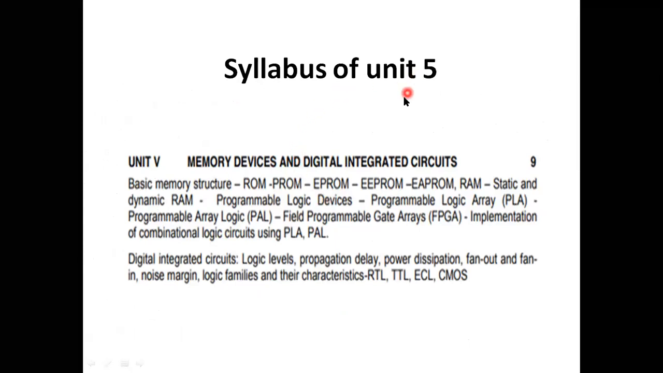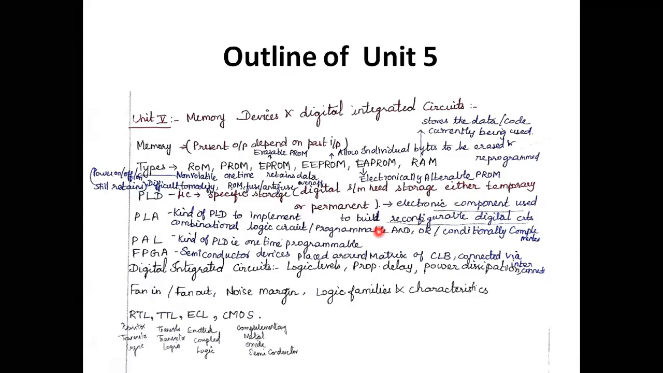So Unit 5 will deal with memory devices and digital integrated circuits. In the first part you will see the basic memory structure, ROM, PROM, various types of memories. Then we will discuss different programmable logic devices. In the second part, we will see the digital integrated circuits and logic levels, propagation delay, power dissipation, fan in, fan out, various characteristics with respect to the logic families. So this is the discussion of Unit 5, memory and other digital integrated circuits.